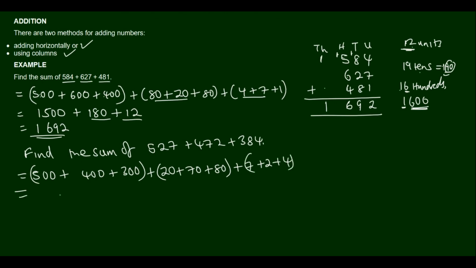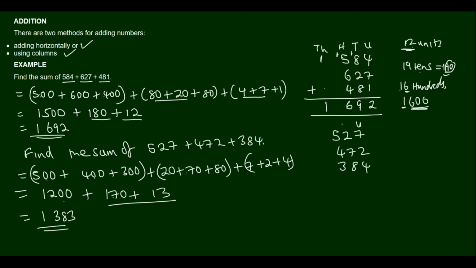Okay, and then what do we have? 500, 900, 1200. So we have 1200 from the hundreds, plus 20 plus 80 is 100, plus 70 is 170. So we have 170 there. Then the units, 7 plus 2, 9, 9 plus 4, 13. Right? You can add these two. This is 183. Right? And then 183 plus 1200 here is going to be 1383. Okay.